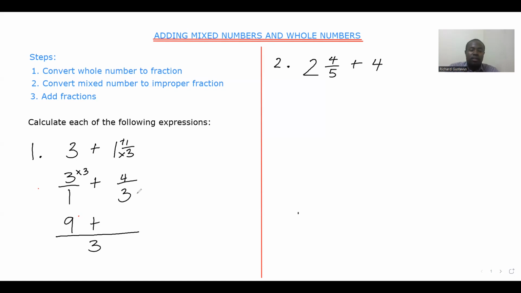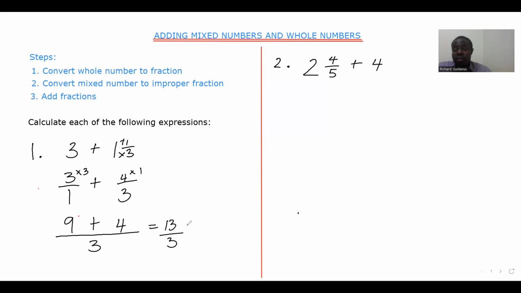Afterwards, we're going to divide again. 3 into 3, that goes 1 time. Then we multiply 4 times 1, and that will give us 4. Now we'll add 9 and 4. 9 and 4, that will give us 13. And then we put back our common denominator, which is 3.